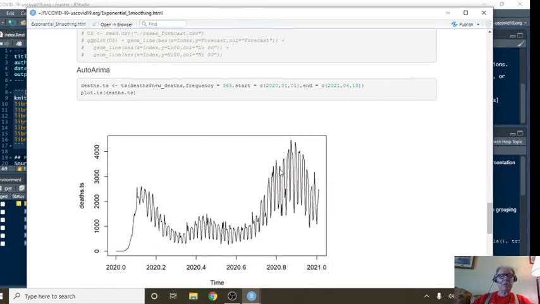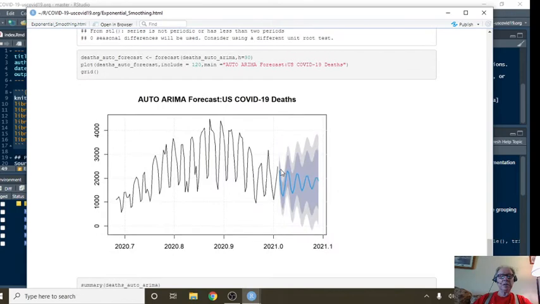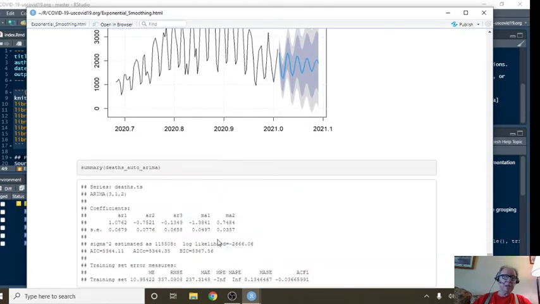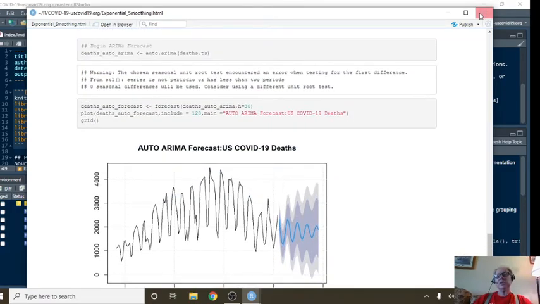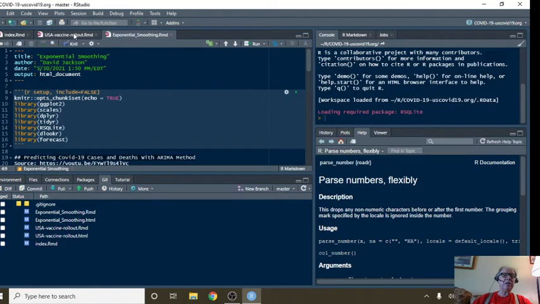Now the straight auto ARIMA. Pretty much the same report for cases and for deaths. And here are the summary stats for that auto ARIMA model. So that concludes report number one.